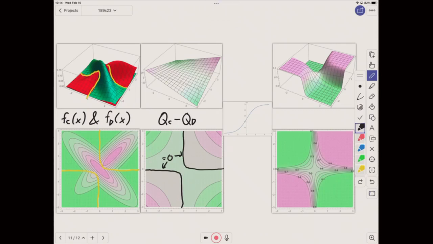So then, if you also want to know the posterior probability, the probability that your prediction is correct, well, we take QC minus QD and we run it through the standard logistic function. And what comes out is our probabilities, numbers between 0 and 1. And once again, these two figures are the same function, just two different ways of viewing that function.